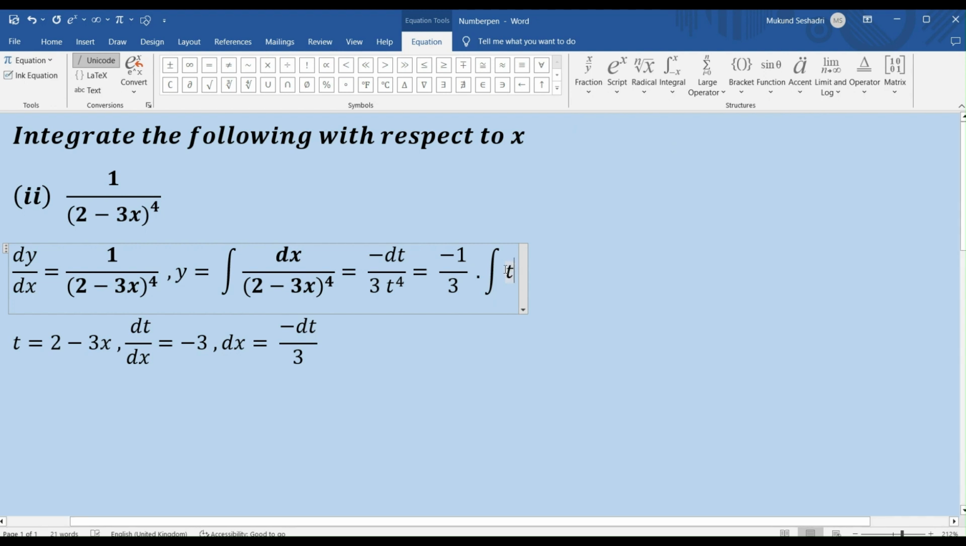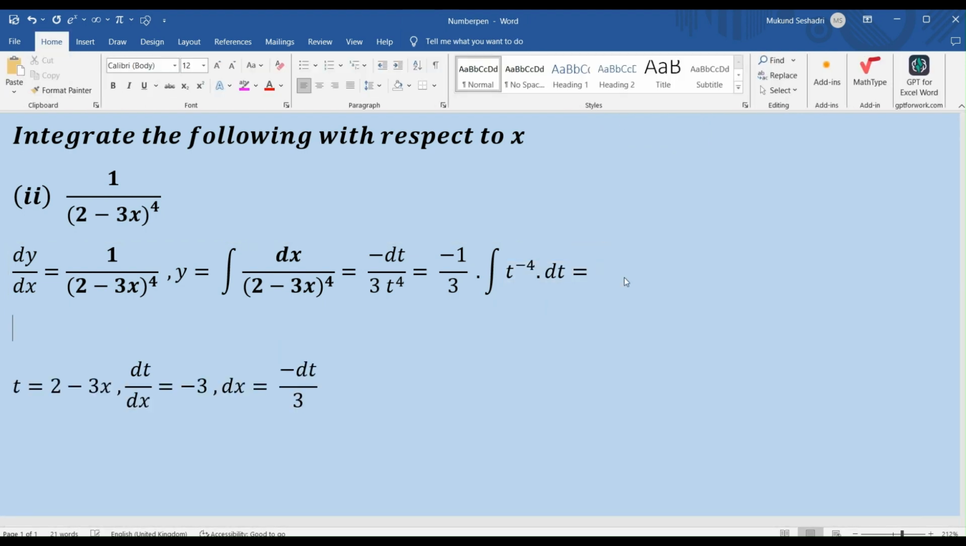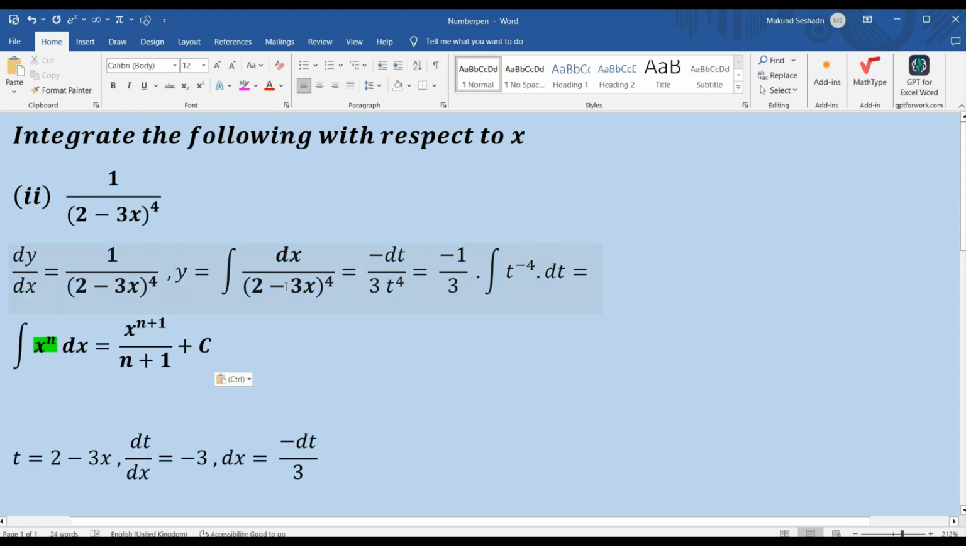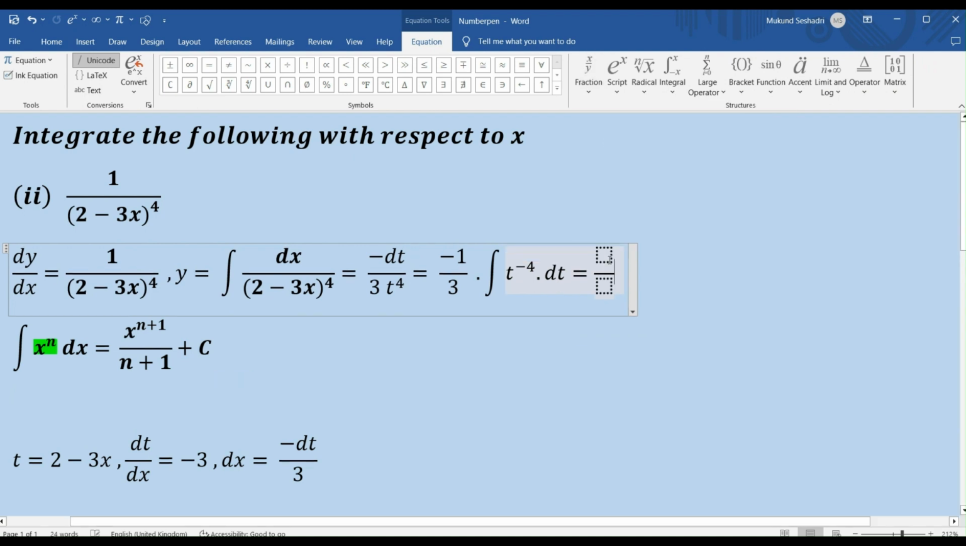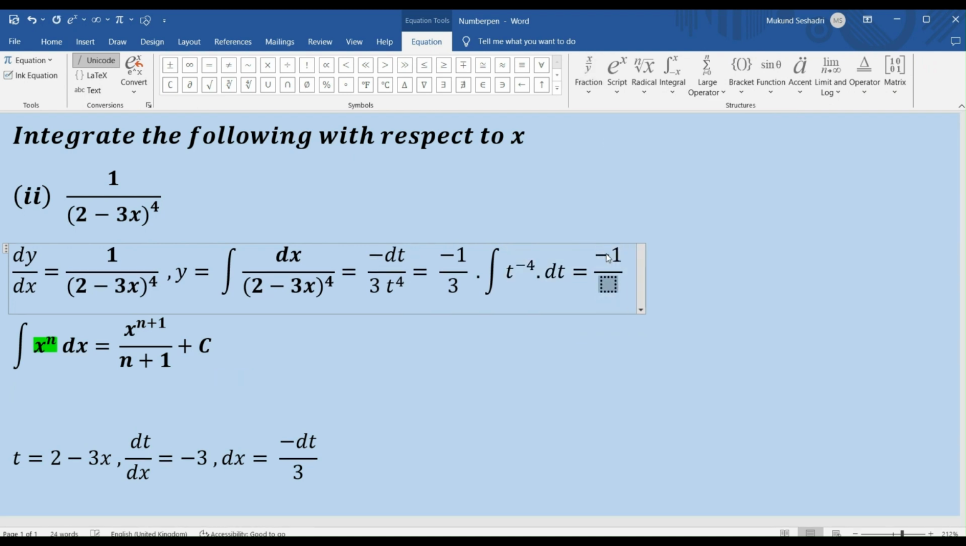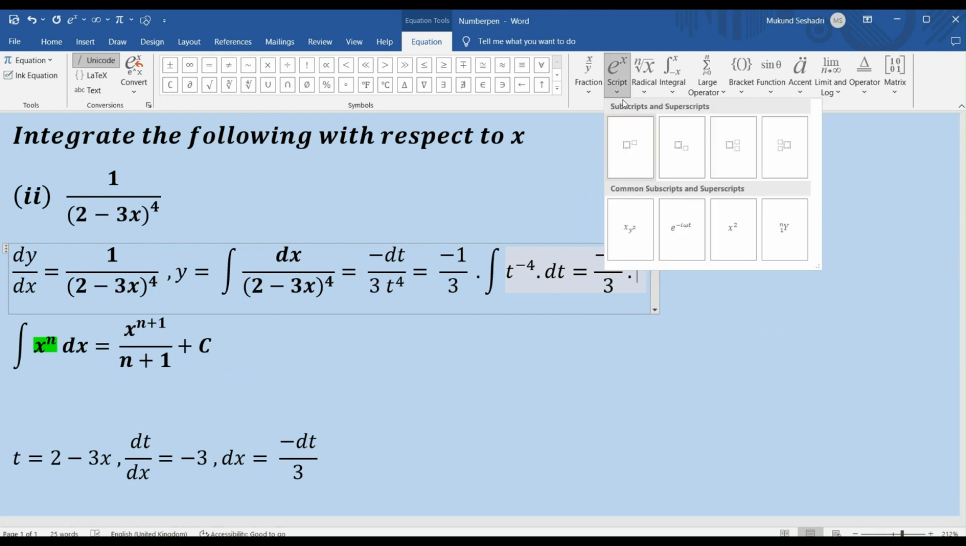And now all of you are very familiar with which is that particular rule I'm going to apply, right? I know from first principles that my integral of x to the power n times dx is nothing but x to the power n plus 1 divided by n plus 1 plus c, right? And in place of n, I have a minus 4 here. So I can directly apply this formula to solve the problem in terms of t.